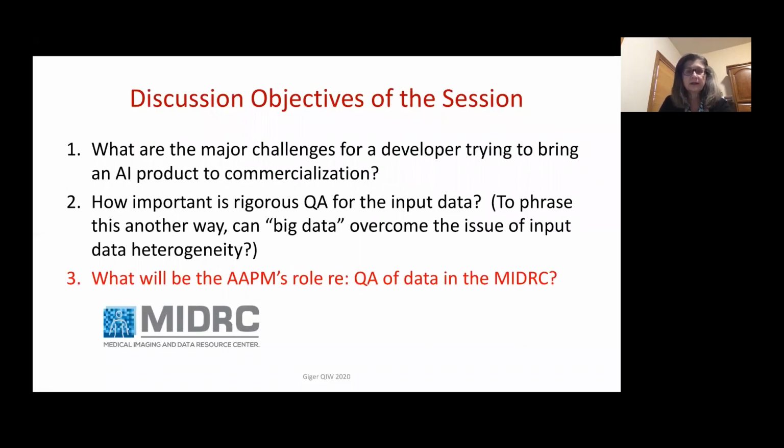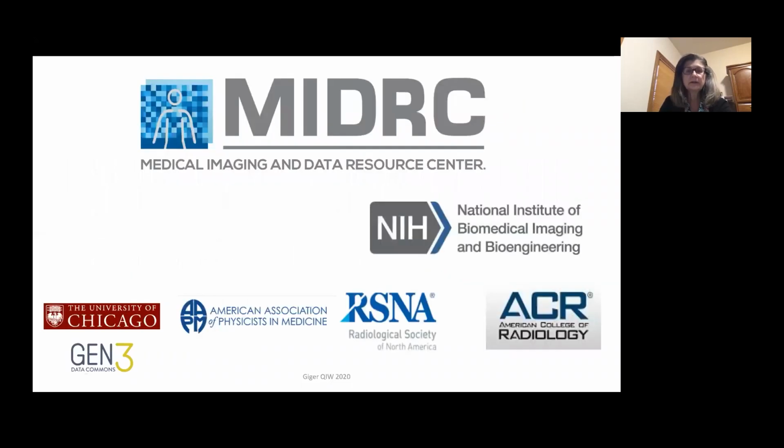And third, I was asked to comment on the AAPM's role regarding QA of data in MIDRC. So MIDRC, as you might have heard, is a new NIBIB funded initiative. It is called the Medical Imaging and Data Resource Center. I am the PI of it, and it is hosted at the University of Chicago. It is co-led by AAPM, RSNA, and ACR.